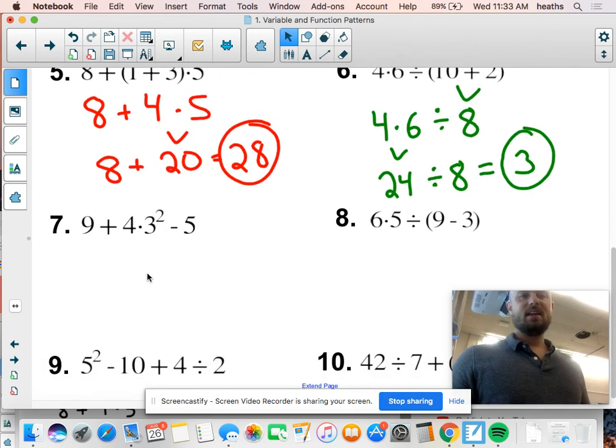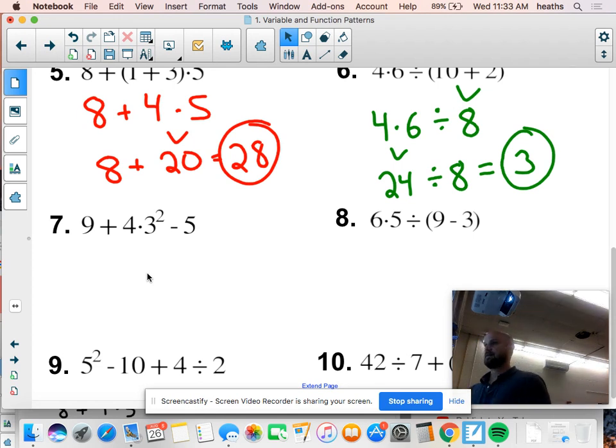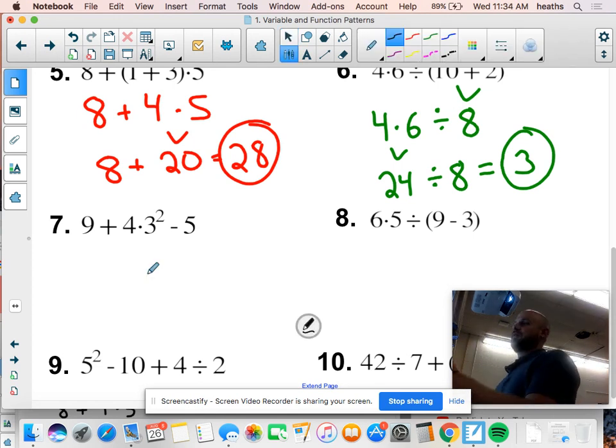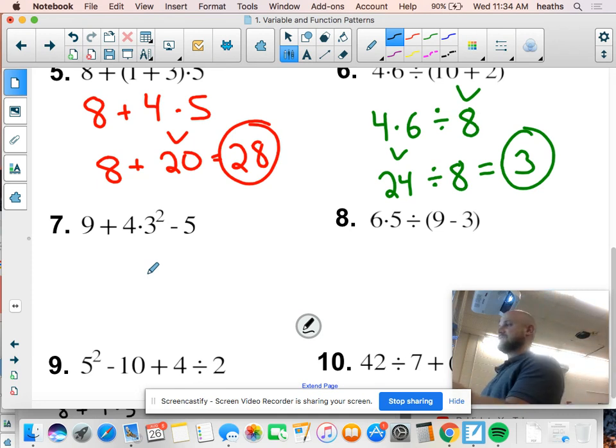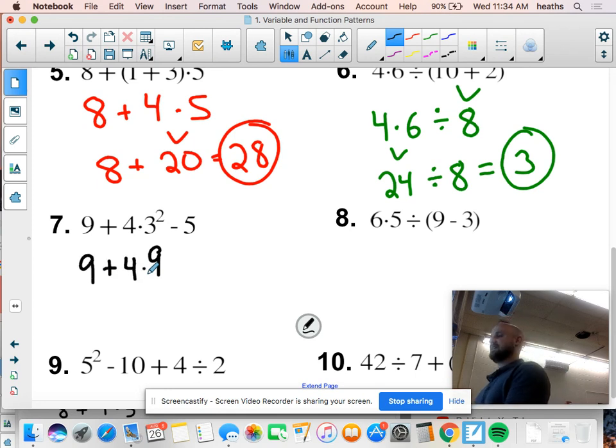Number 7, 9 plus 4 times 3 squared minus 5. With this problem, I noticed there's no parenthesis, but we do have an exponent. So 3 squared is actually going to be 9. 3 times 3 is 9. We're going to drop the rest of our problem down. 9 plus 4 times the 9 we just figured out, minus 5.